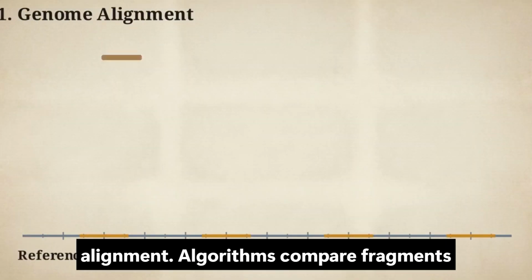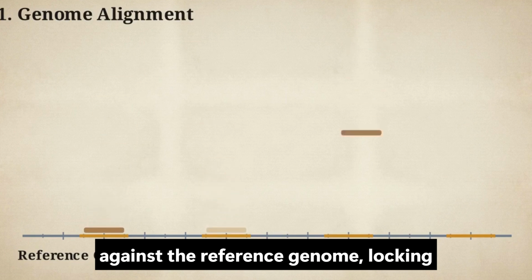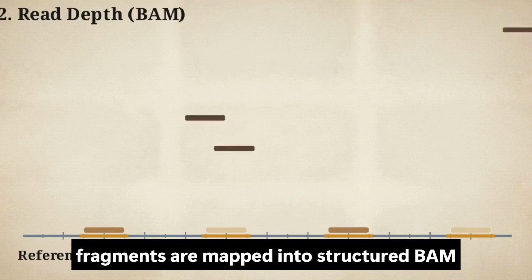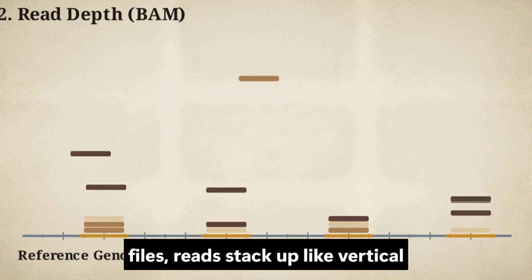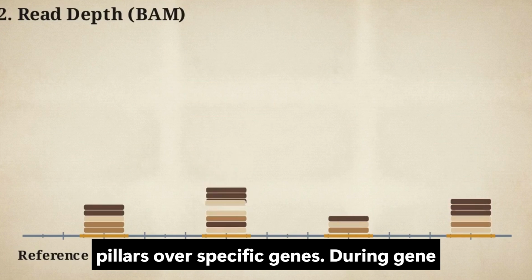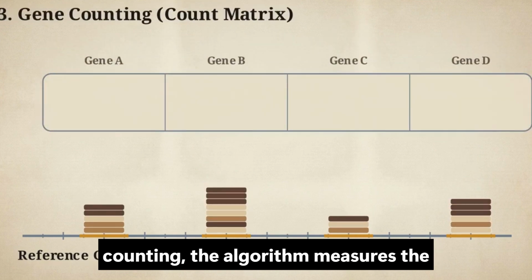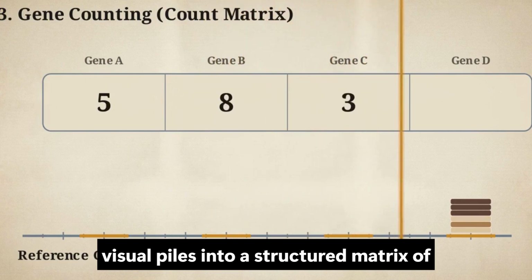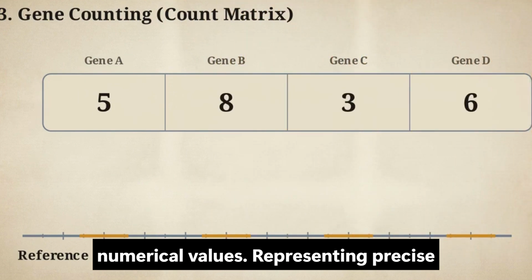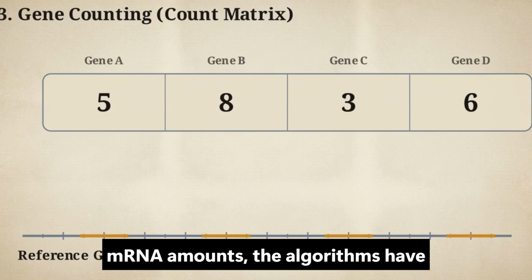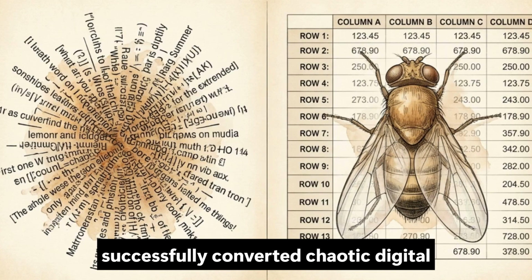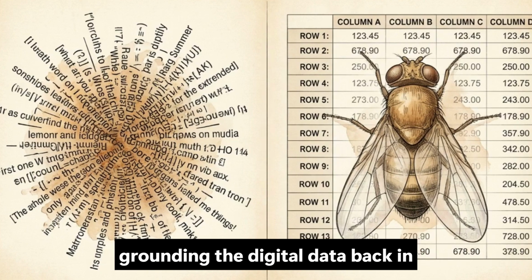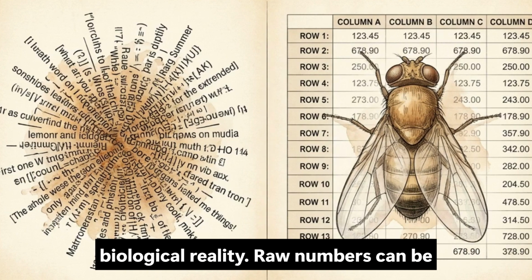Algorithms compare fragments against the reference genome, locking them into matching positions. As fragments are mapped into structured BAM files, reads stack up like vertical pillars over specific genes. During gene counting, the algorithm measures the depth of these stacks, transforming visual piles into a structured matrix of numerical values representing precise mRNA amounts. The algorithms have successfully converted chaotic digital noise into a quantifiable count matrix, grounding the digital data back in biological reality.